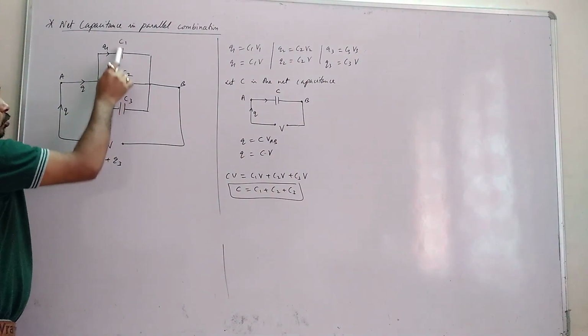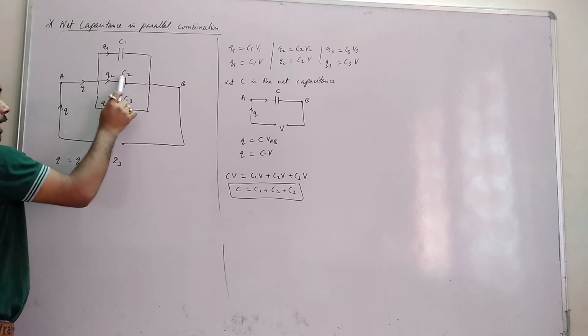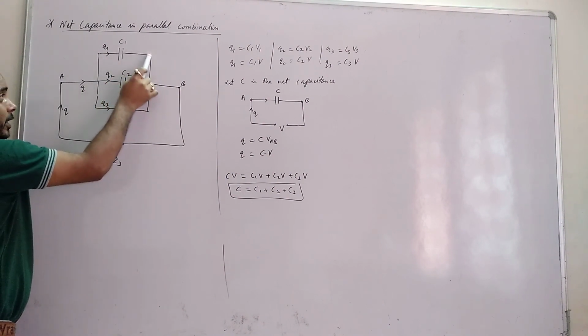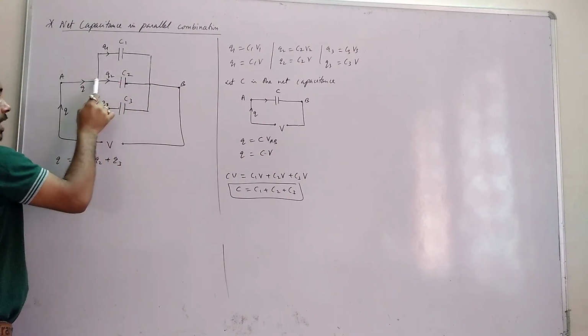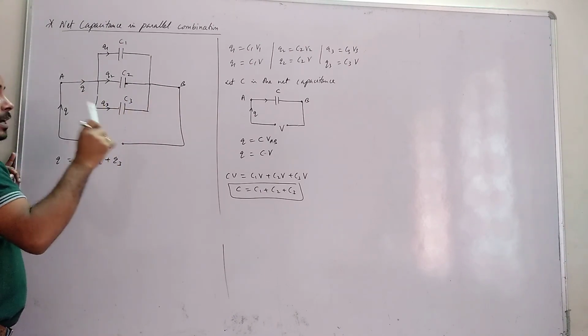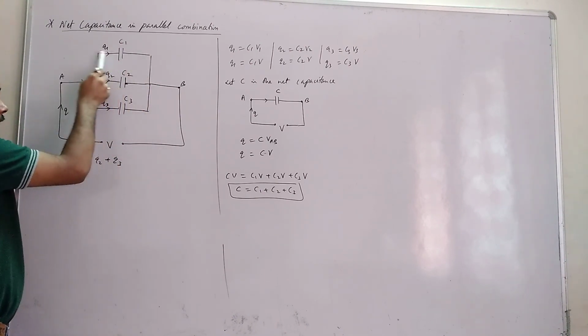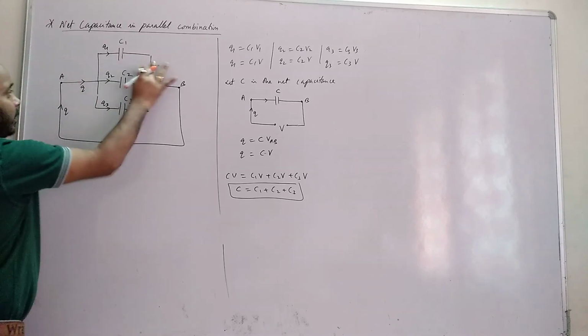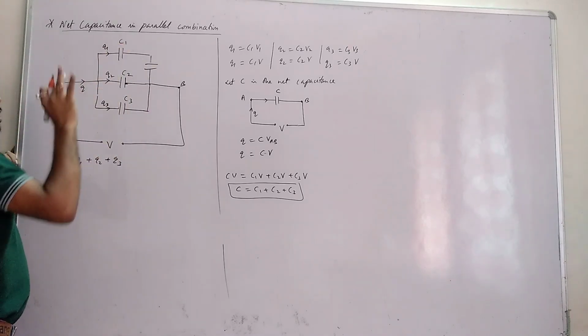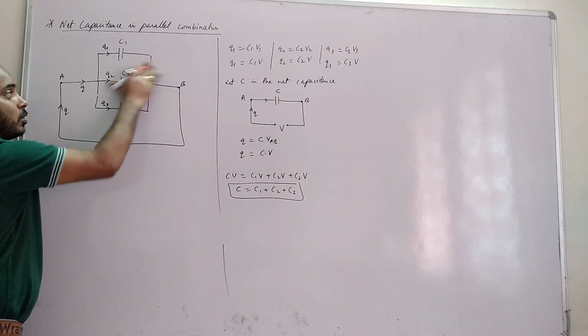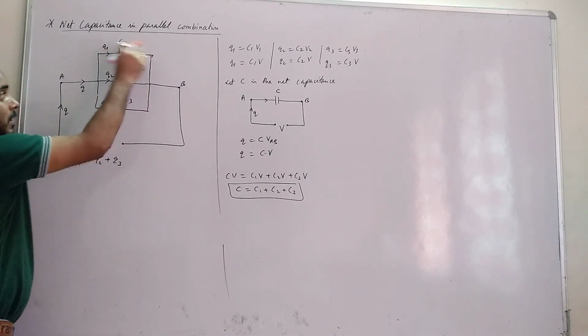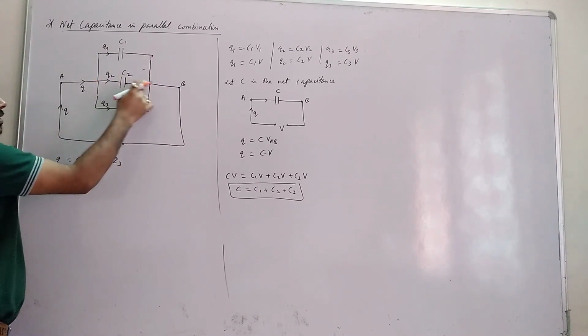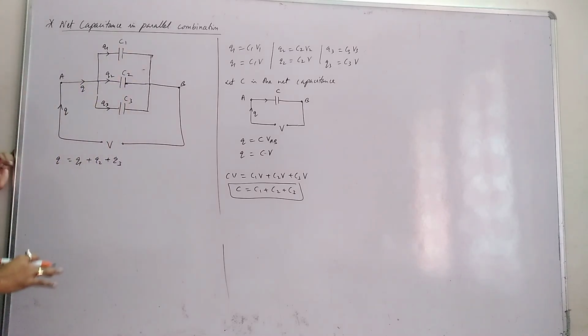See, these two terminals of C1 and these two terminals of C2 are connected directly. Branching is there, but for parallel, branching doesn't matter to me. So they are connected directly. Only wire is there. If there is some other capacitor in between, then they are not parallel. But there is only one wire. Similarly this and this, only wires. So these three are in parallel, right?